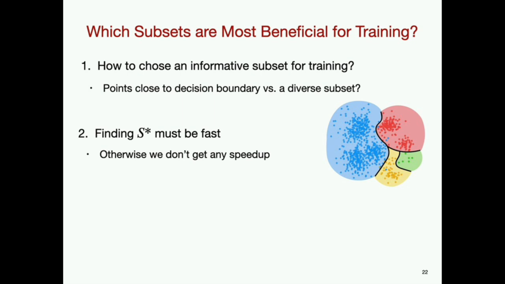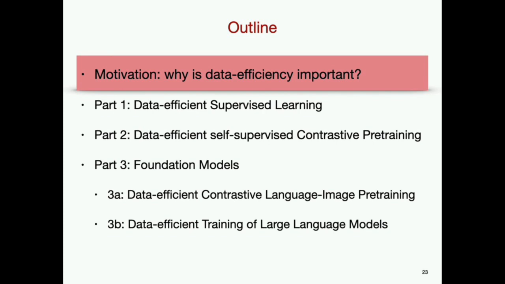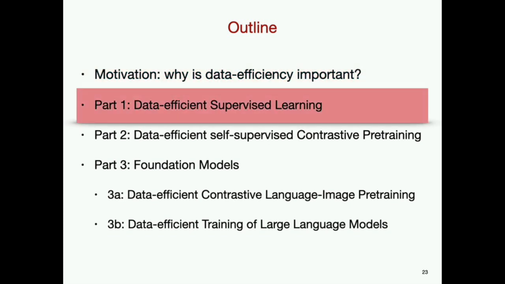So we should be able to find it quickly, such that we train on it and we get the speedup. And we also want to have some theoretical guarantees that if we train on this subset, we will get a good performance. Okay. So this was the motivation and problem formulation. Let's start with data-efficient supervised learning.